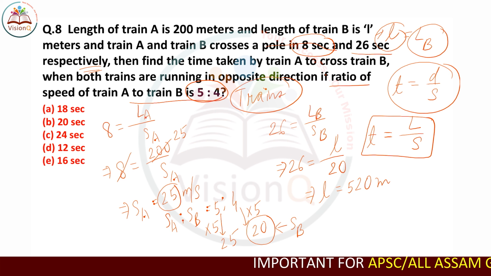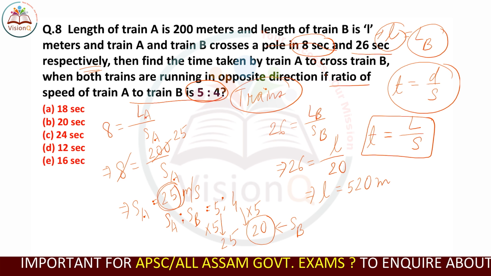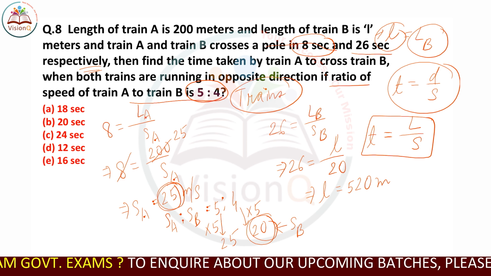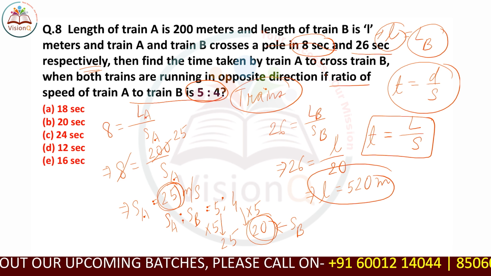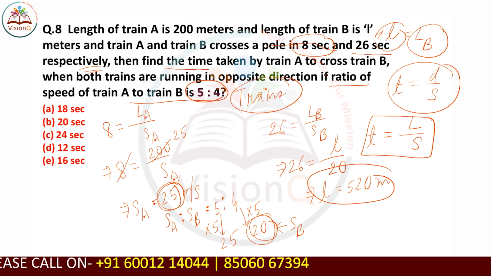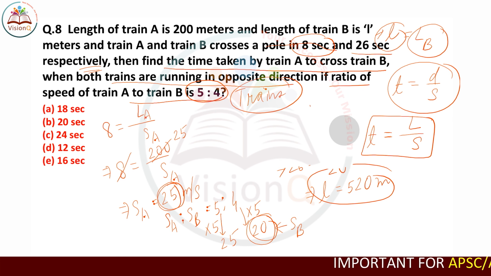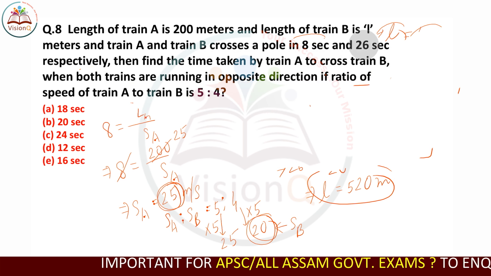So, I have found out all the parameters of the trains, length and speed. Length of A is already given, 200 meters. I have found out the speed of A, 25 meter per second. And from there, I have found out the speed of B also. And I have used the speed of B to find out the length of B, which is 520 meters. Now, see what it is asked to find out. Find the time taken by train A to cross train B when both the trains are running in opposite directions. So, it is asked to find the time taken by two trains to cross each other.